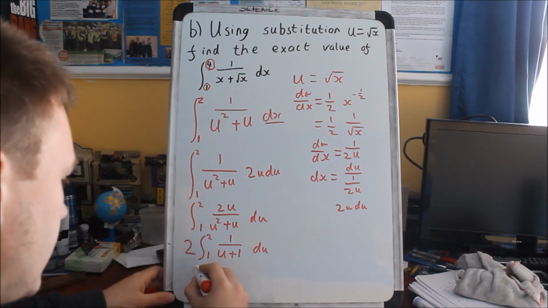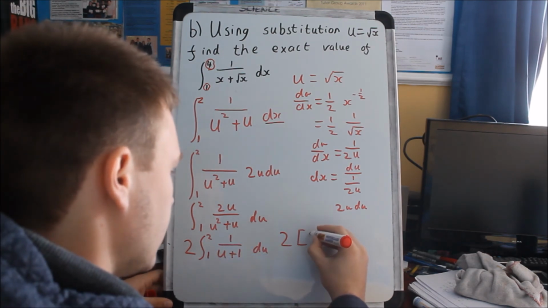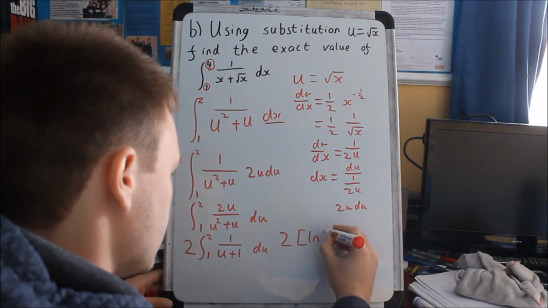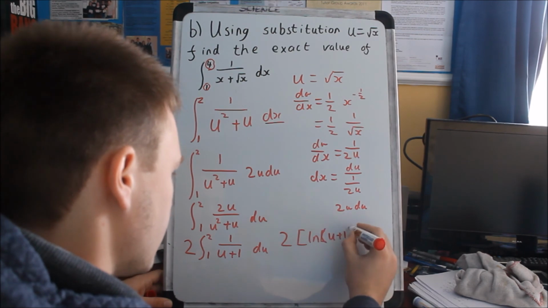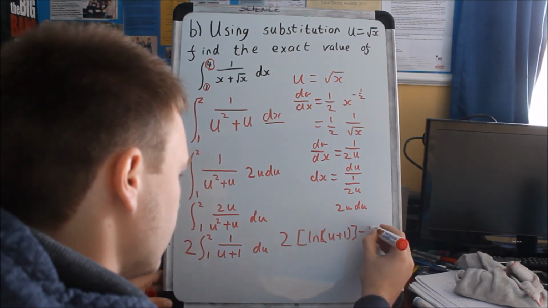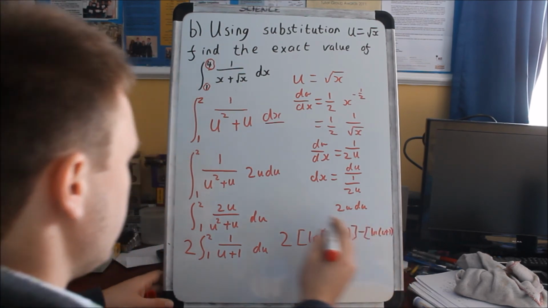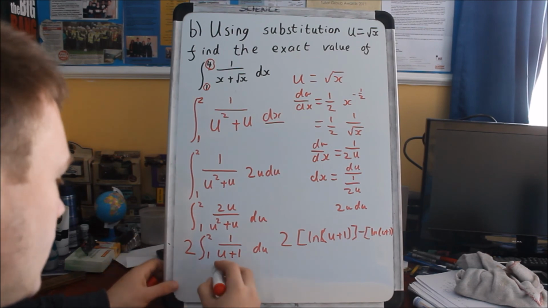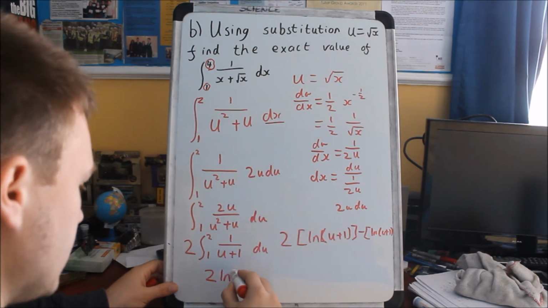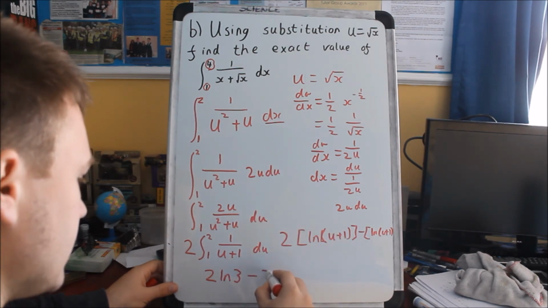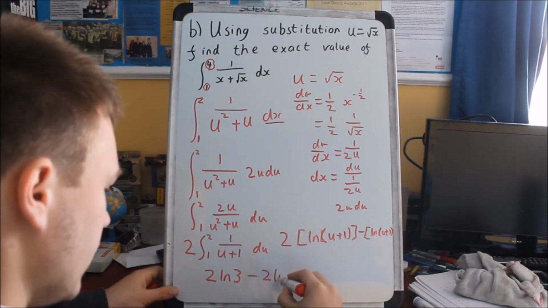So we've got the 2 outside of some big square brackets. The integral of 1 over u plus 1 is ln u plus 1. So it's ln u plus 1. Minus the other one. It's ln, and again it's u plus 1, but we're going to do it for these two different values between 2 and 1. So we're going to have 2 lots of ln. Now when u is 2, 2 plus 1 is 3, so it's 2 ln 3 minus 2 lots of, and when u is 1, u plus 1 is 2, so it's 2 lots of ln 2.